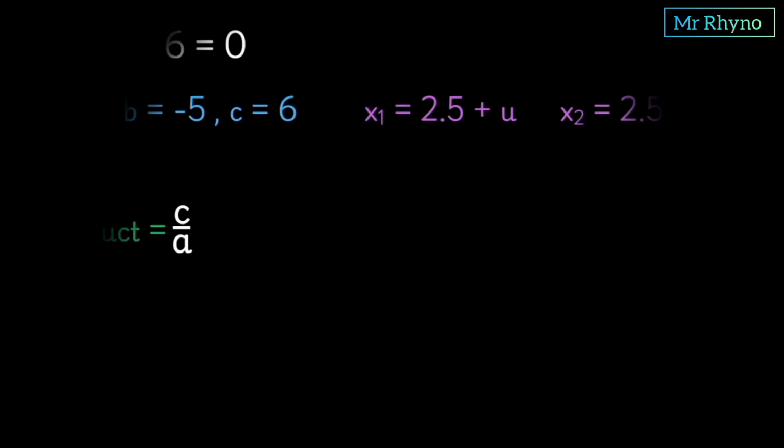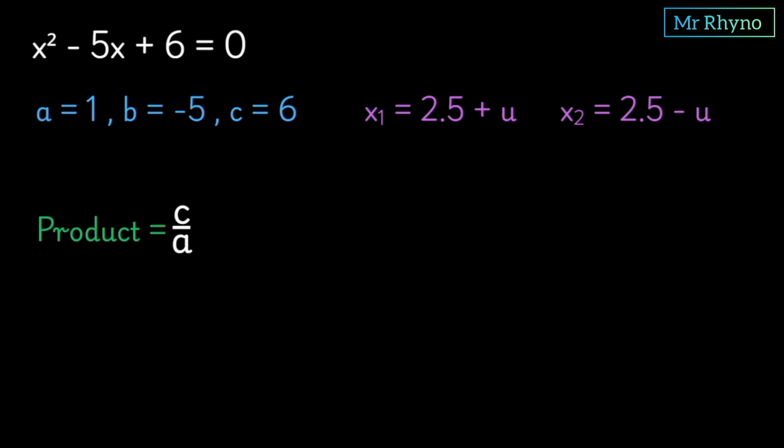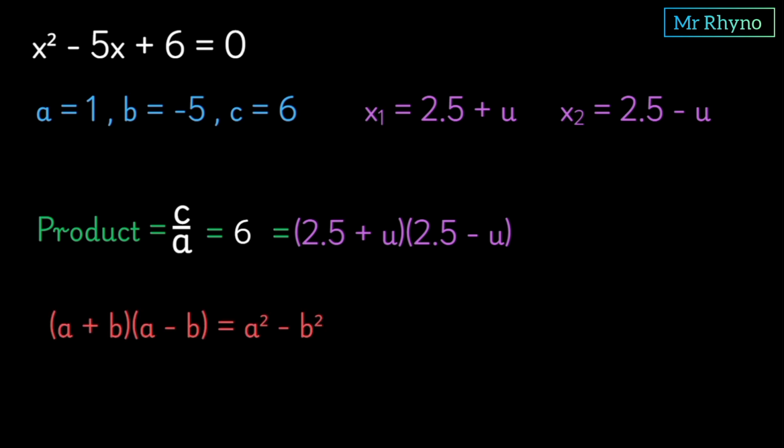Then the product. The product is given by c divided by a. Our c is 6 and our a is 1. 6 divided by 1 is just 6. We can get the same product by multiplying the two roots. So we shall have 2.5 plus u multiplied by 2.5 minus u. And this is in quadratic identity form. That is basically a plus b, a minus b. And that is equal to a squared minus b squared.